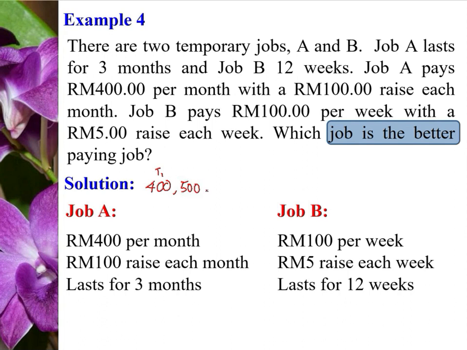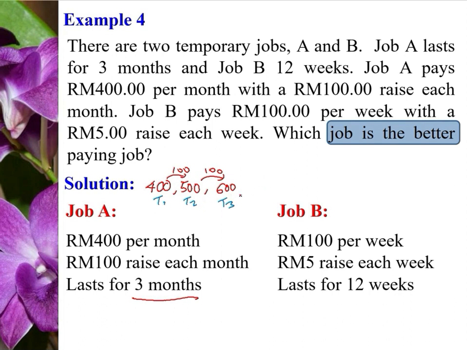And then the third month, an increase of 100 ringgit again. That means in the third month, the job pays 600 ringgit. Take note that this job only lasts for 3 months, so there is no 4th month and so on. We just stop here.